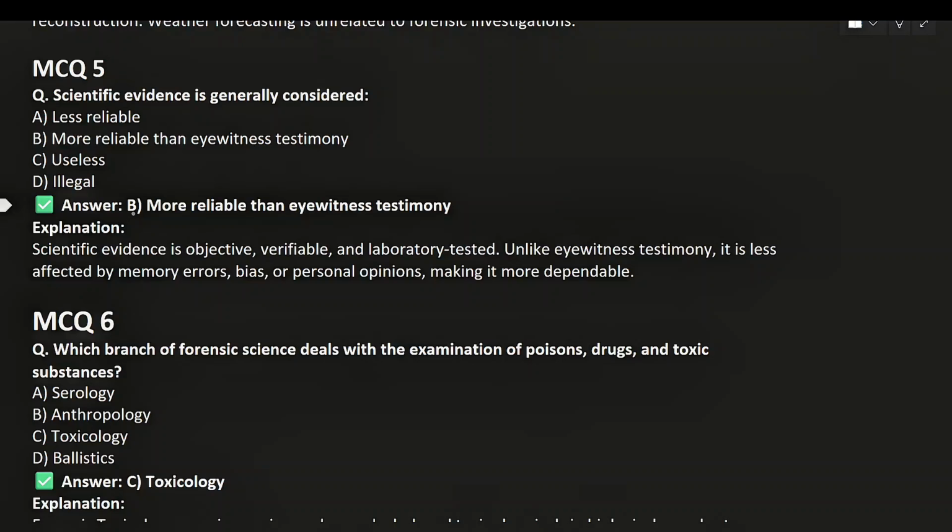So the answer is B, more reliable than eyewitness. Okay, so here is the explanation. Scientific evidence is objective, verified and laboratory tested. Unlike eyewitness testimony, it is less affected by memory error, bias and personal opinion, making it more dependable. So scientific evidence is more reliable than eyewitness testimony.